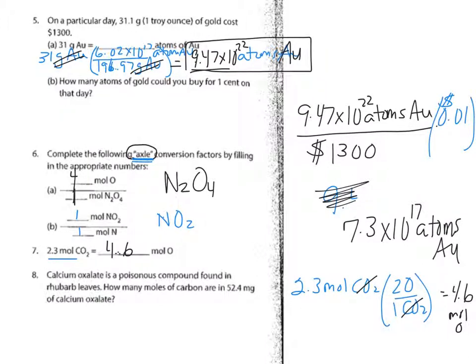One last thing is oxalate. That was not one that you had to memorize. Oxalate is an ion. It's C2O4, and it has a 2- charge. So calcium oxalate in this compound would be CaC2O4. And the question is, how many moles of carbon are in 52.4 milligrams of calcium oxalate? So actually, I'm going to do that one on the next page.